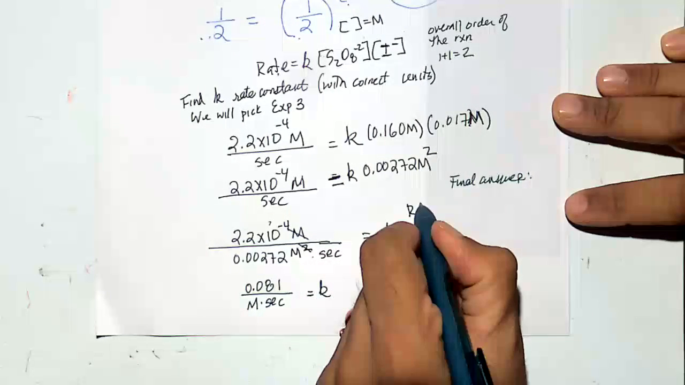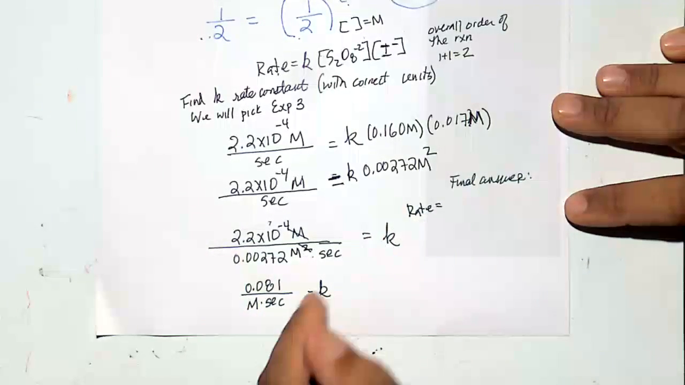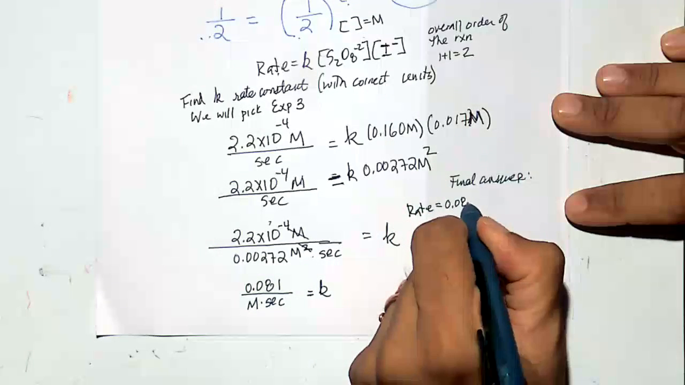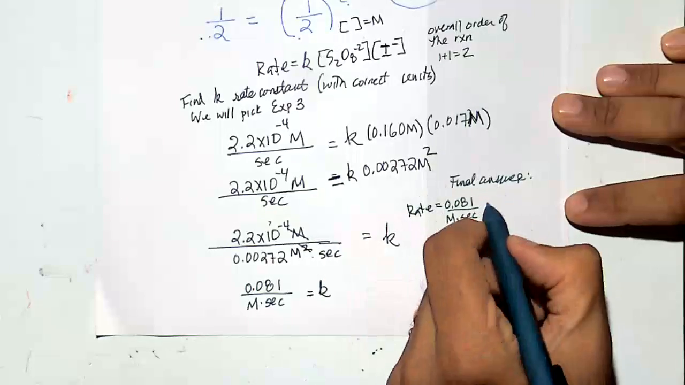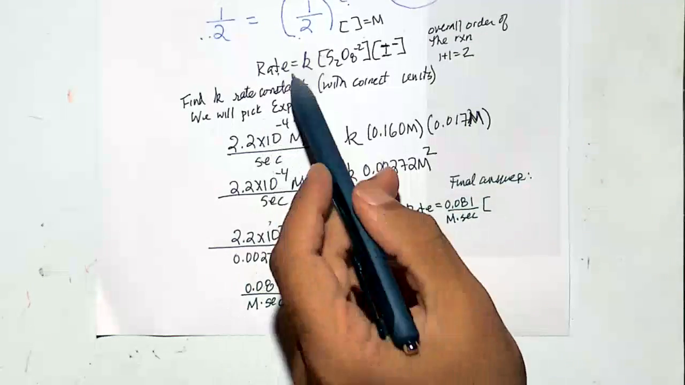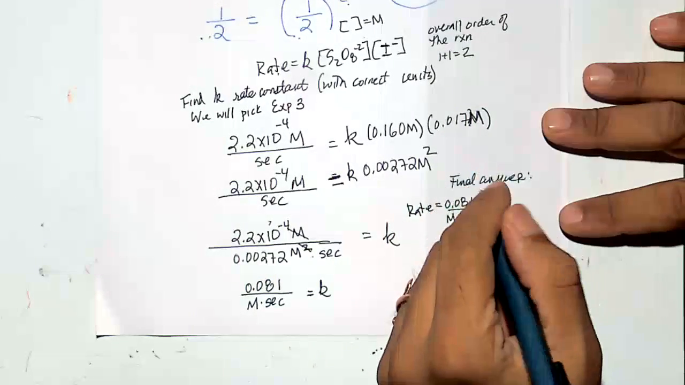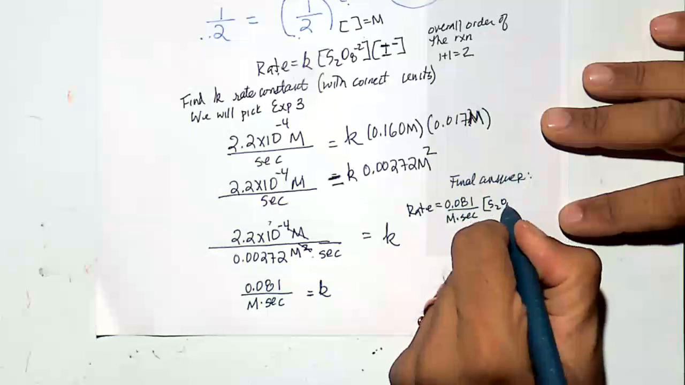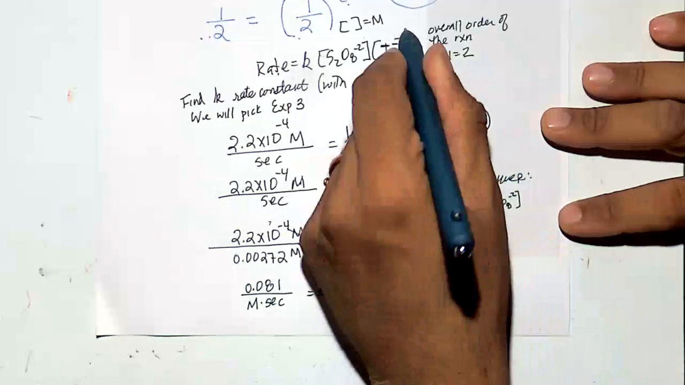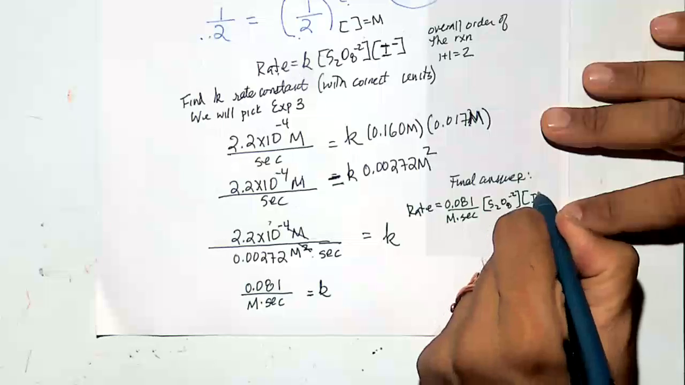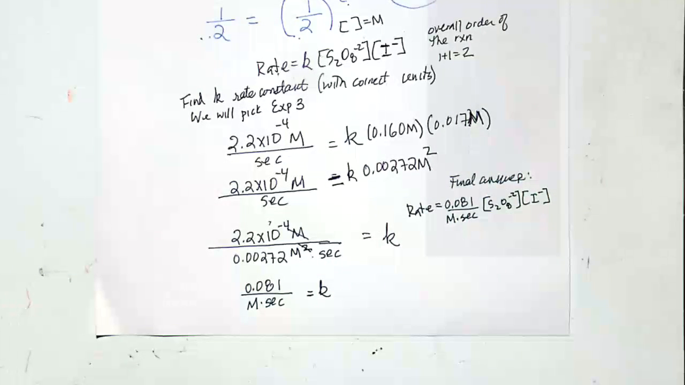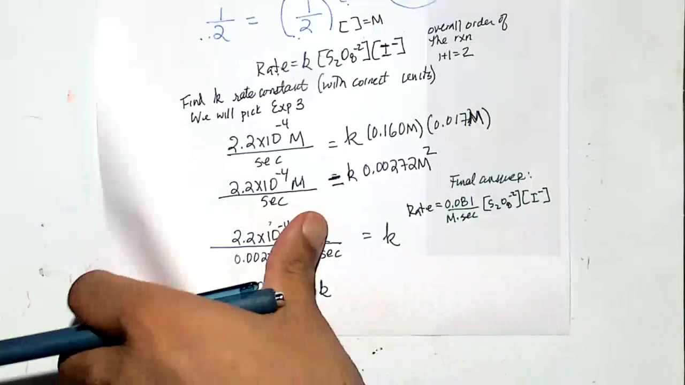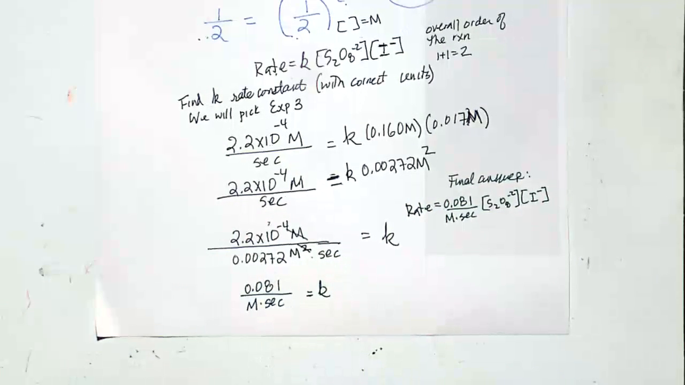Rate is equal to K, which is 0.081 molar times seconds in the denominator, times the concentration of S2O8 raised to the 1 power, times the concentration of I minus raised to the 1 power. Remember, this exponent we calculated as 1, and this exponent we calculated as 1. So this is our answer.